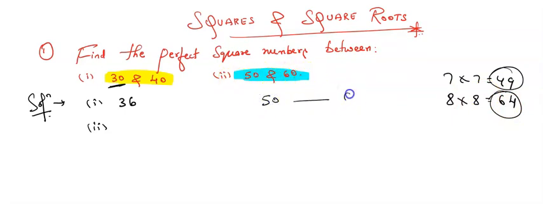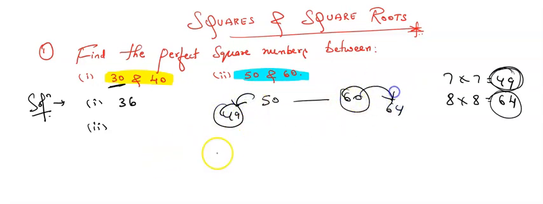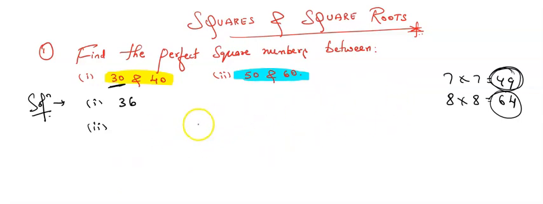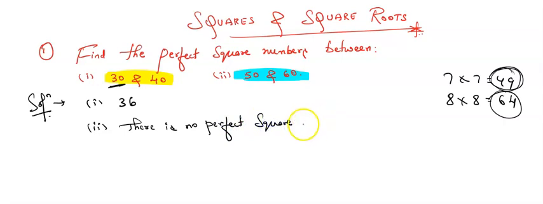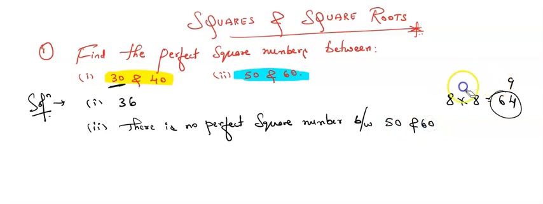50 और 60 के बीच में आपको कोई भी नंबर नहीं मिल रहा है. पहला परफेक्ट स्क्वायर कौन सा है? 49. It is coming before 50. 64, it is coming after 60. So there is no number that lies between 50 and 60. You can write the answer like this: there is no perfect square number between 50 and 60. That's all the answer.